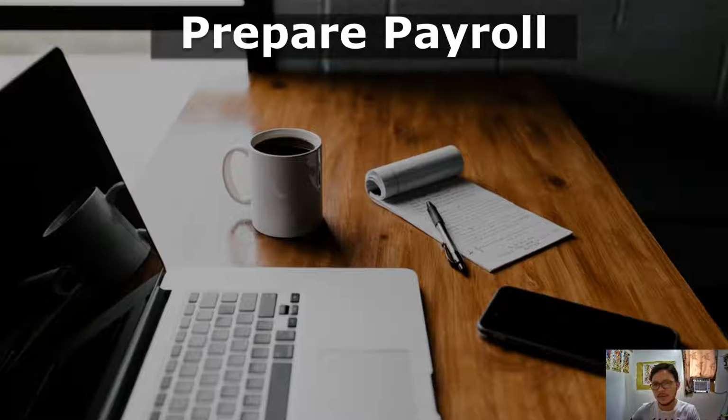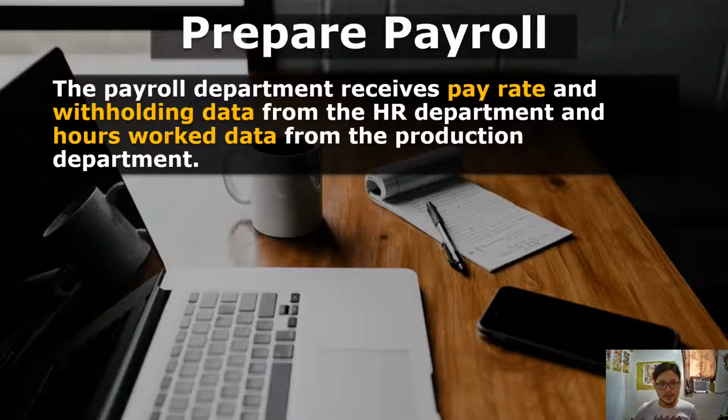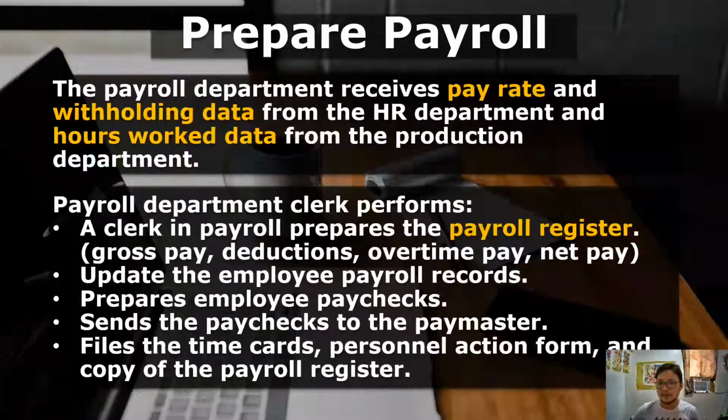And most of the work in the payroll cycle, of course, will happen in the payroll department. The payroll department receives pay rates, withholding data from HR, and hours worked from the production department. And the payroll department clerk performs the following. First, a clerk in payroll prepares the payroll register. So the payroll register contains the most important details in the computation of your salaries payable. They are the gross pay, deductions, overtime pay, and net pay, among others, of course.